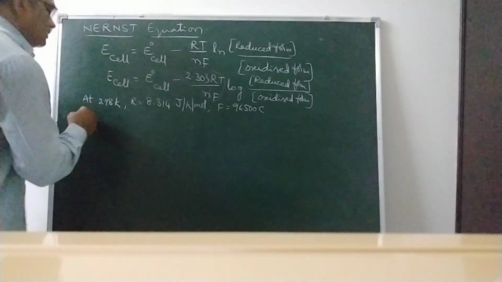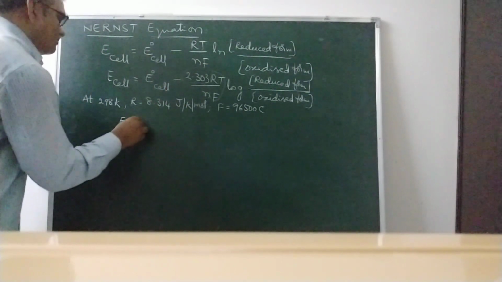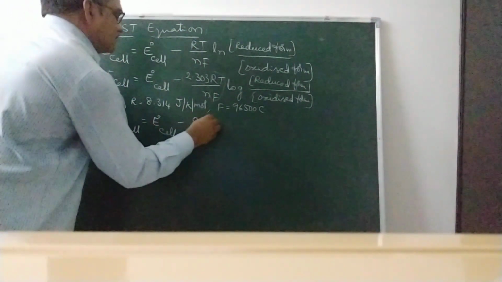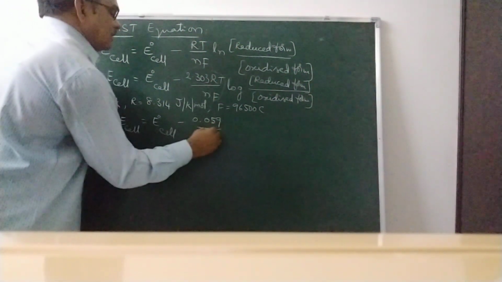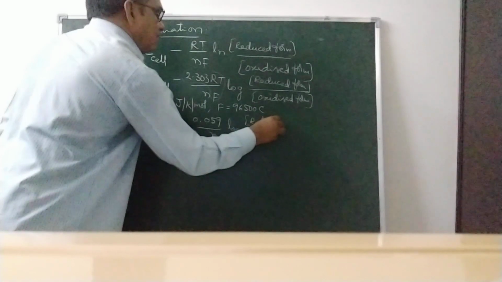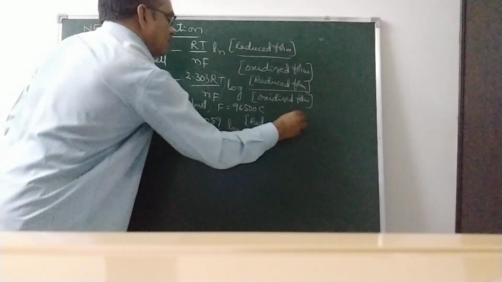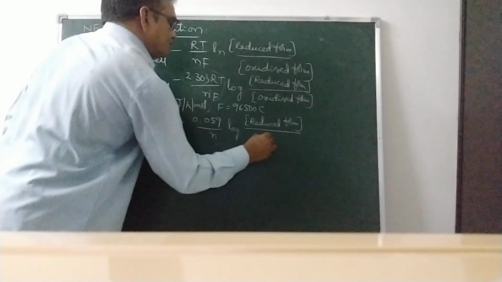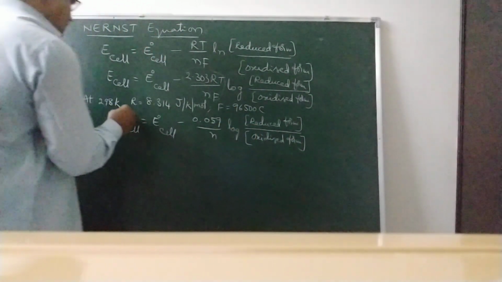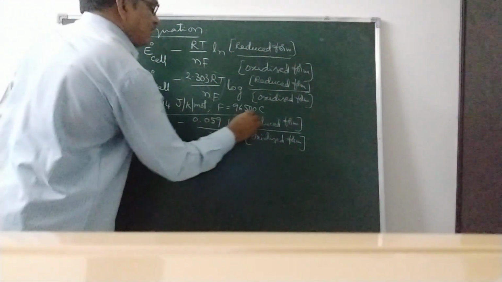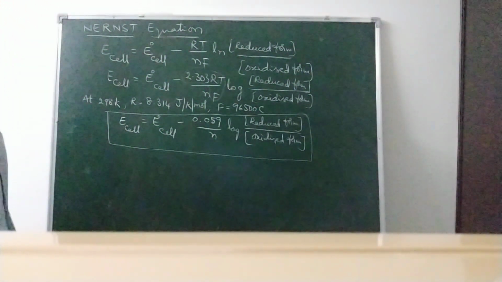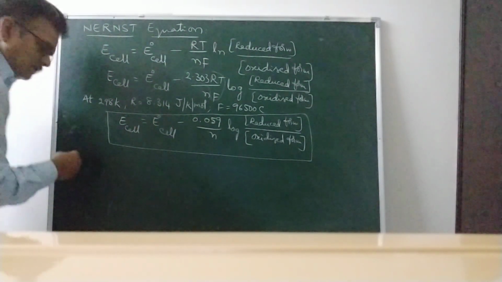0.059. Therefore, E cell is equal to E naught cell minus 0.059 by n into log of reduced form by oxidized form. So this is the simplified Nernst equation.